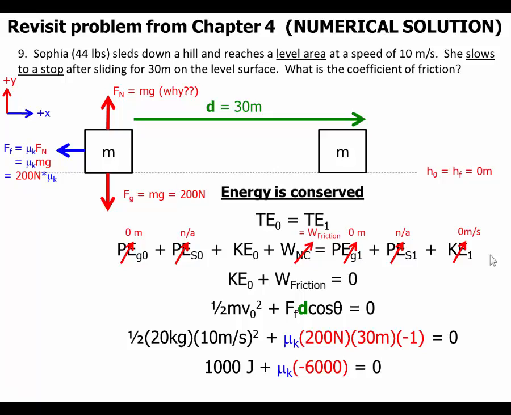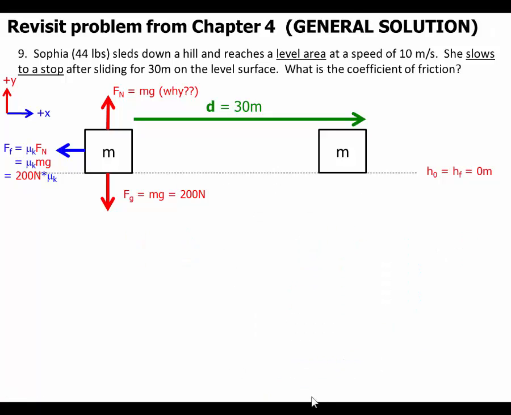And if you just plug in the numbers as I've done, and solve for mu k, you find that mu k equals 1/6. Let's look at a general solution for the same problem.